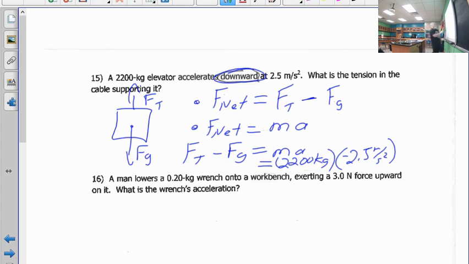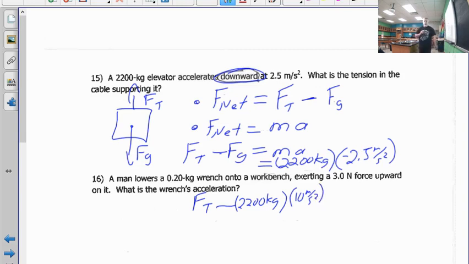Well, what's on the left-hand side of our equation still? We still have Ft. But we know what the force of gravity is here. I'm running out of room. We know the force of gravity; we're looking for Ft, actually. It's simply the mass of the elevator, 2,200 kilograms, multiplied by gravity. What's the acceleration due to gravity? 10 meters per second squared.